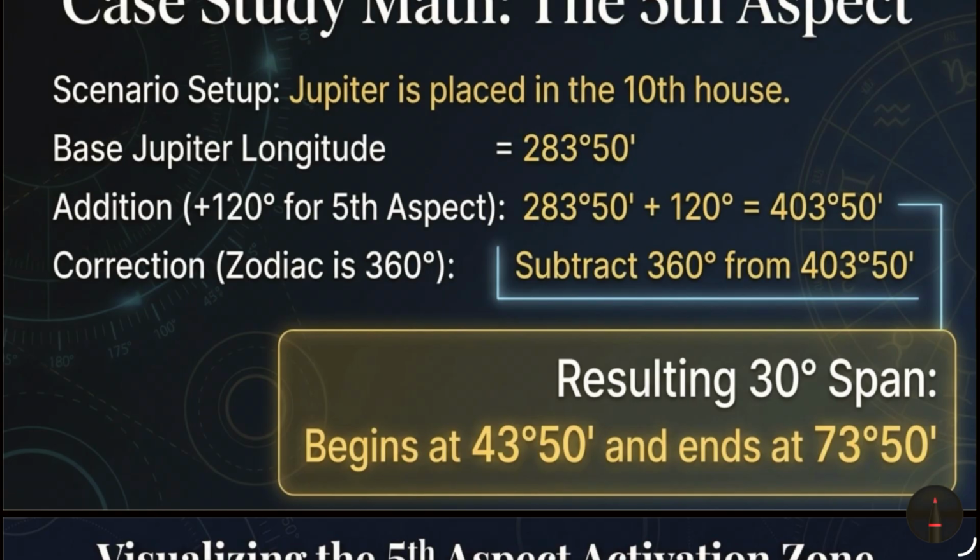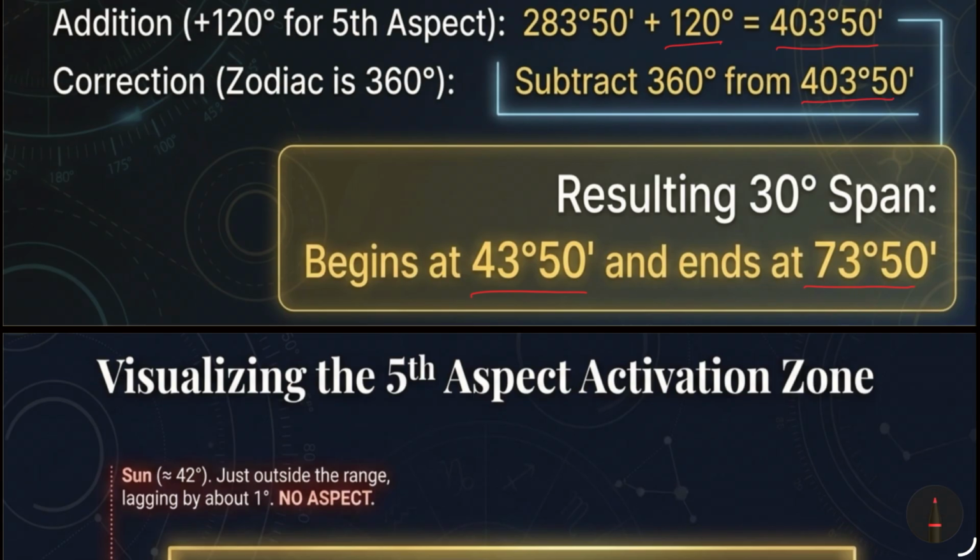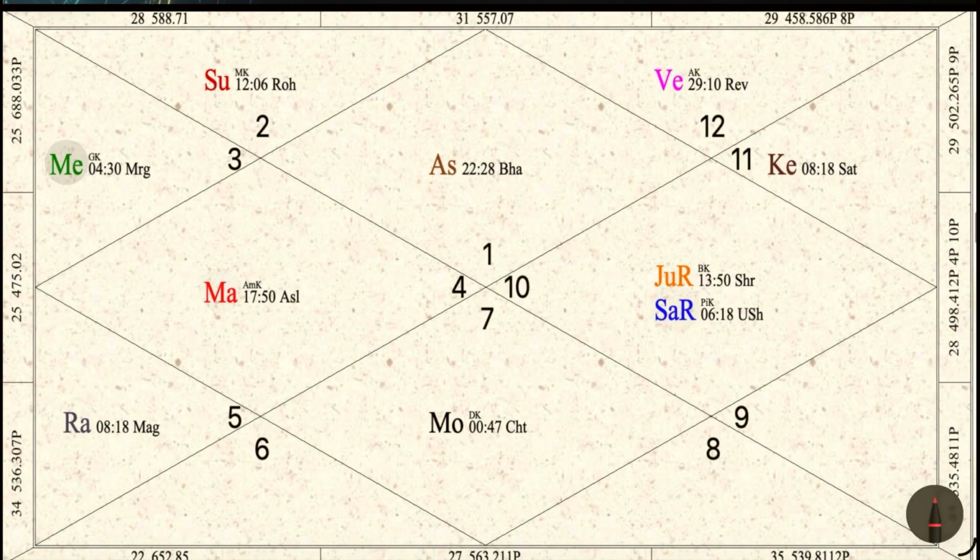So in our case, Jupiter longitude is 283 degree 50 arc minute. For the 5th aspect, if we add 120, we will get 403 degree 50 arc minute. Since it is greater than 360, we will subtract 360 from this. So the 5th aspect lies between 43 degree 50 arc minute and 73 degree 50 arc minute. Here in the horoscope, see, Jupiter is in the 10th house. 1, 2, 3, 4, 5.